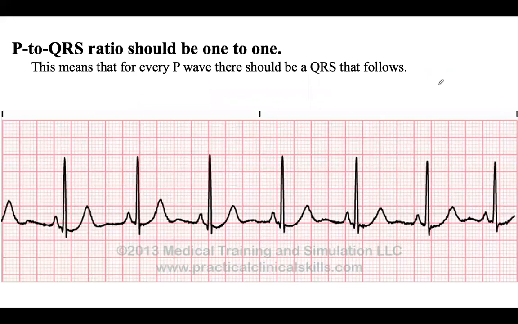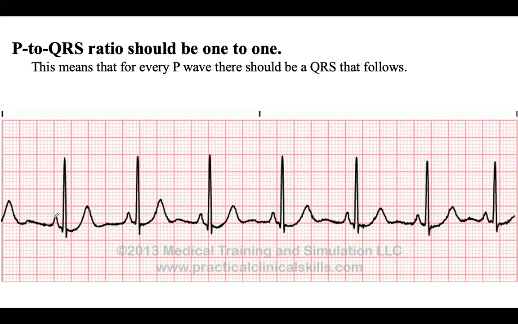Now, the next cardinal rule that helps us assess our ECG is, do we have one P wave for every QRS, or do we have one QRS for every P wave? That means the P wave is our atria about to contract, and the QRS complex is our ventricles about to contract. So basically, I want to say, do I follow every atrial contraction with a ventricular contraction? So let's take a look.